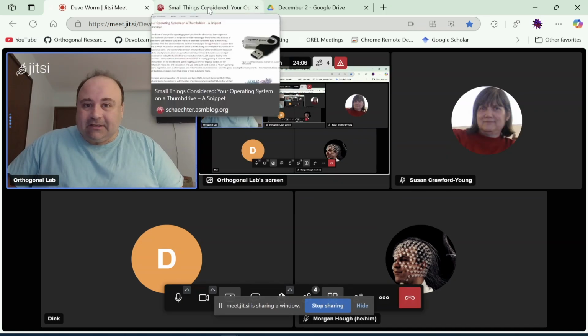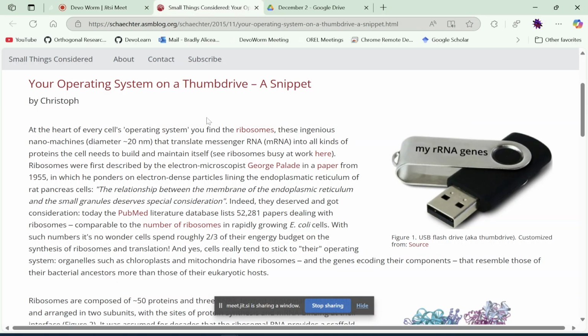Okay, so the first thing I wanted to talk about was this article. It's a blog post that rambles a little bit, but it's basically a consideration of your operating system on a thumb drive. They're talking about ribosomes, the RNA associated with ribosomes, and the genes associated with those ribosomes. I think they're focusing on bacterial cells in microbiology, and then thinking about that in terms of mammalian cells or eukaryotic cells more generally.